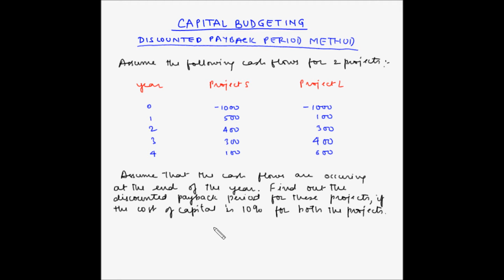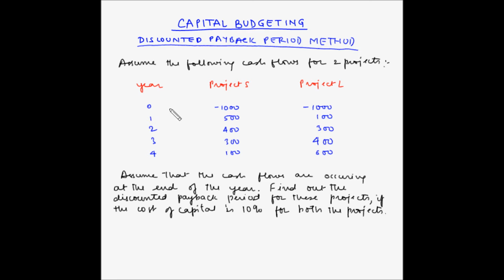Let us look at an example of discounted payback period method. Assume the following cash flows for two projects. So we have been given the cash flows for project S and project L.